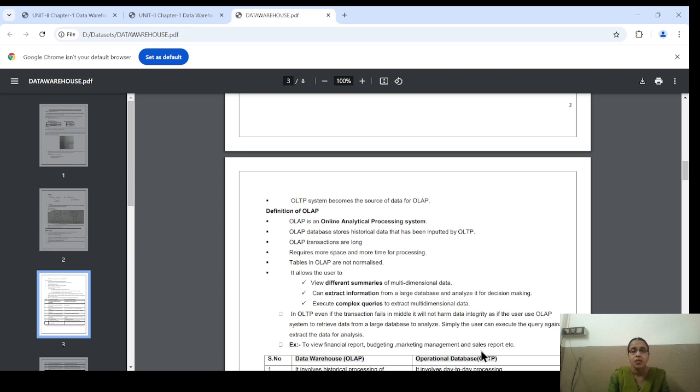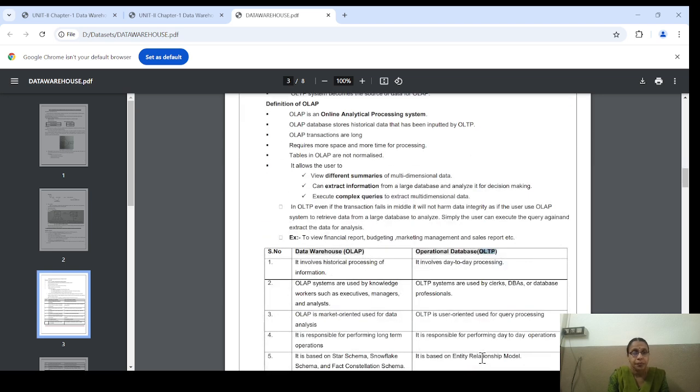The OLTP system becomes a source of data for OLAP. The output of the OLTP becomes the input to the OLAP. OLAP stands for Online Analytical Processing System. The database stores historical data that has been inputted by OLTP. Here in OLAP, transactions are long and require more space and more processing time. The tables are not normalized here. It allows the user to use different summaries of multidimensional data, extract information from a large database, analyze it for decision making, and execute complex queries on multidimensional data.